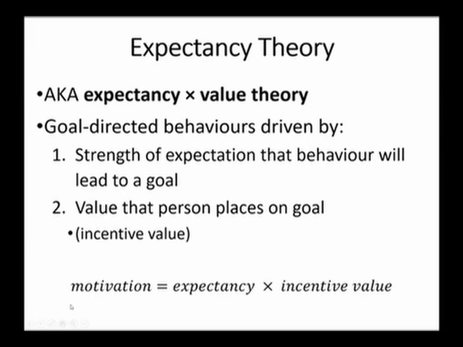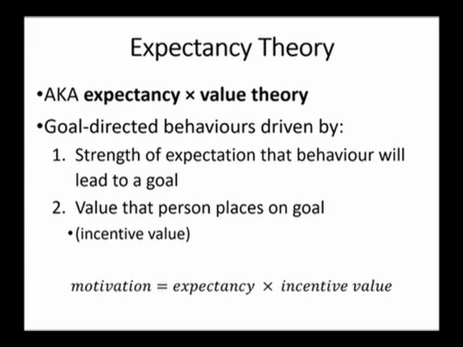And so we can look at a very primitive equation. I don't make anybody do calculations on this. I just want you to think about it in abstract terms. But our strength of motivation is going to be proportional to how certain we are that we're getting that reward, that expectancy, times the incentive value. So how much we value getting that goal.